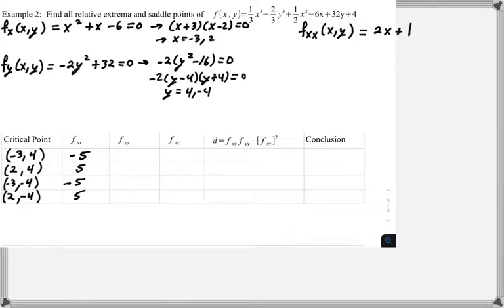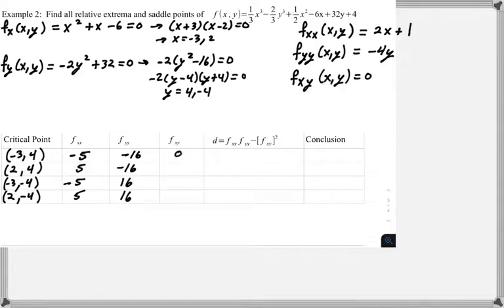Okay. Now we're going to find the second partial with respect to y, which is going to be -4y. So evaluate that at -3 and 4, that's going to give us -16. Evaluate it at 2, 4, it's going to give us 16. At -3, -4 is going to give us +16, and one more at 2, -4 is going to give us +16. Let's find the mixed partial derivative, second partial derivative.